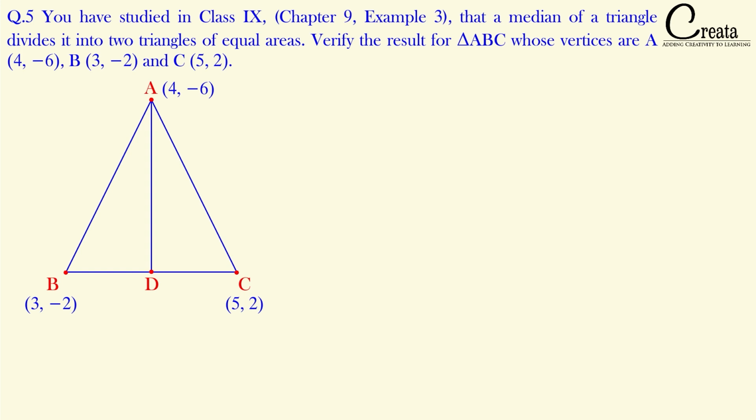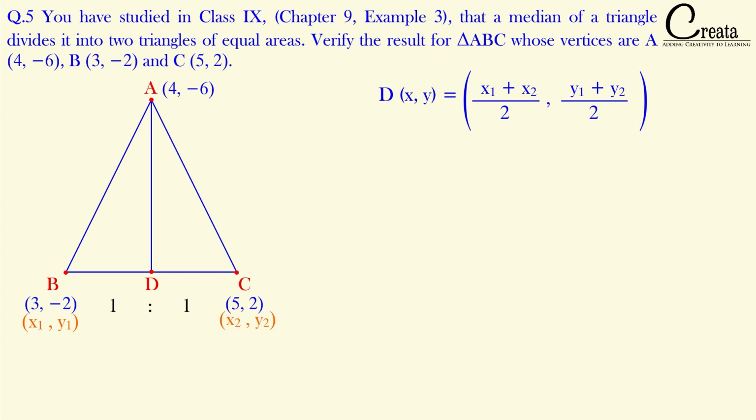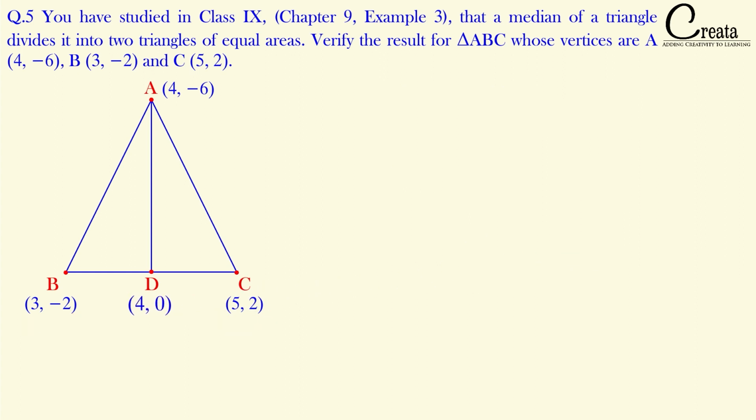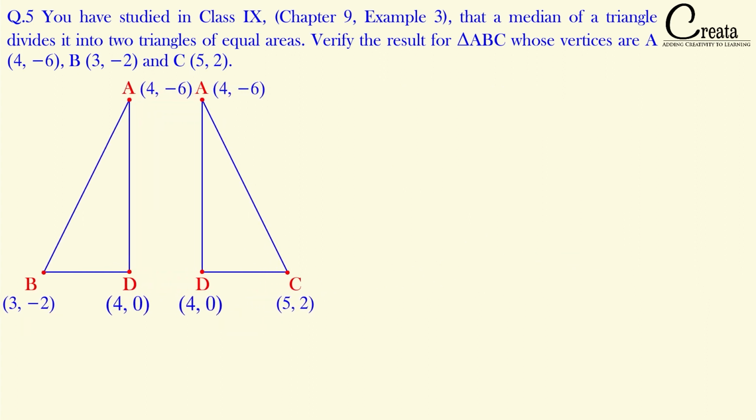We will use the section formula, that is the midpoint section formula. Point D is the midpoint. BD and DC are equal to each other, that is 1:1. So we can use the midpoint section formula. So this is the midpoint section formula. Point B is (x1, y1). Point C is (x2, y2). Let's put the values. We got the coordinate of point D as (4, 0). So basically we know all the three coordinates of both the triangles. Now we can easily use the formula of area of the triangle and get the final result.